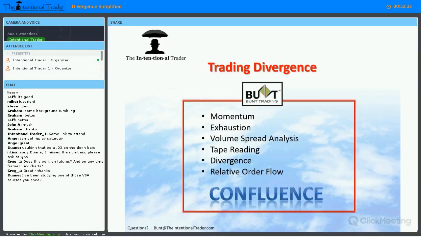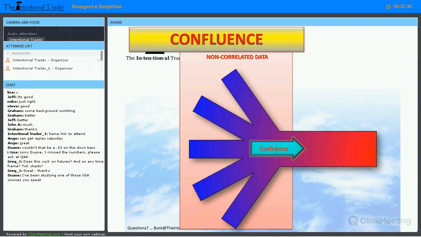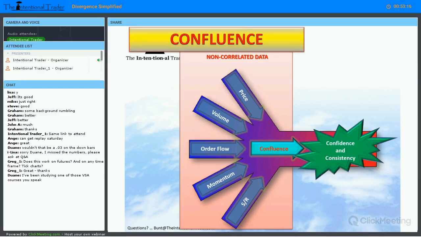So this is what we call our bunt trading. Divergence is a very strong part of our bunt trading. Confluence is when things come together in agreement with each other. It's especially powerful when we use non-correlated data for this divergence, meaning that they come from different sources. If we used all the same or relatively the same sources of information, then we're going to find a lot of easy confluence. But our indicators are based mostly on different sources of information. They're non-correlated. So when you have this confluence, then you can start to develop confidence and consistency in your trading. Okay? So confluence is the key.